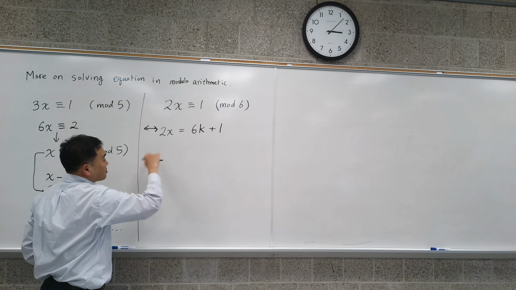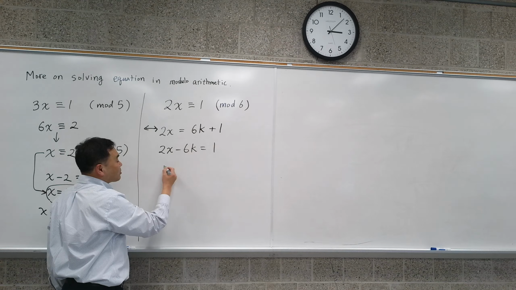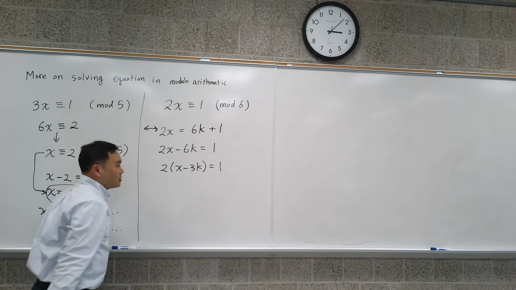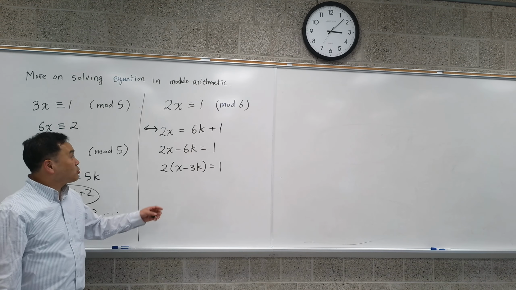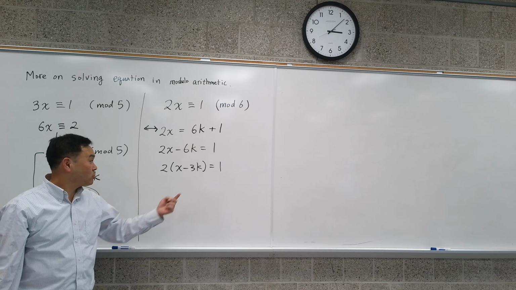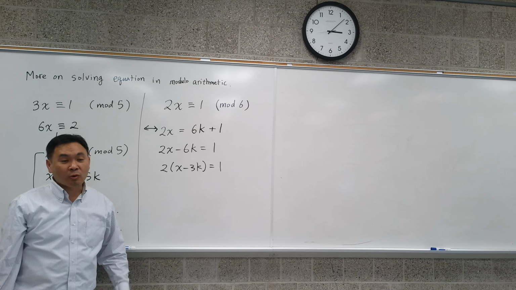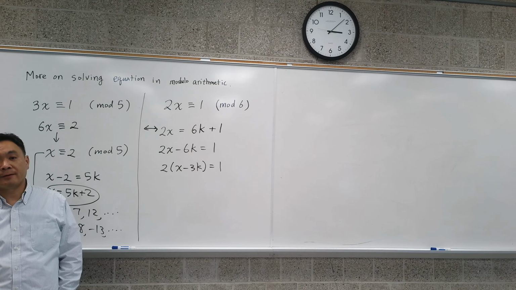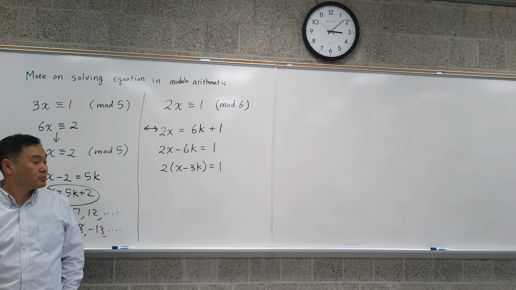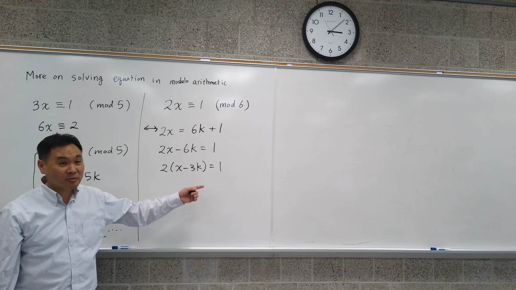Now let's move the 6k to the left side and see what it's saying. Do you see something strange about this? If you factor out 2, here's what you get. Now, remember that when we're talking about modulo, we're assuming all the variables are integers, right? So you have some integer times 2 equals 1. Why is this impossible?